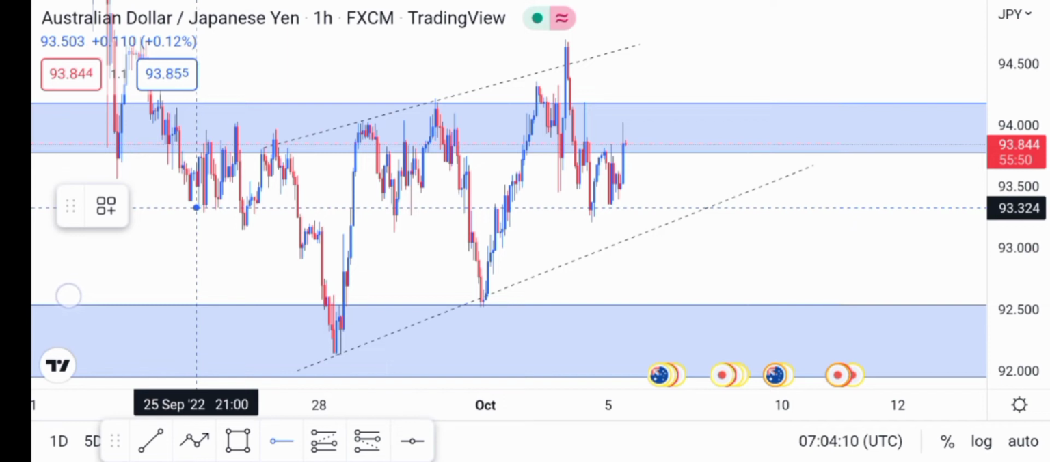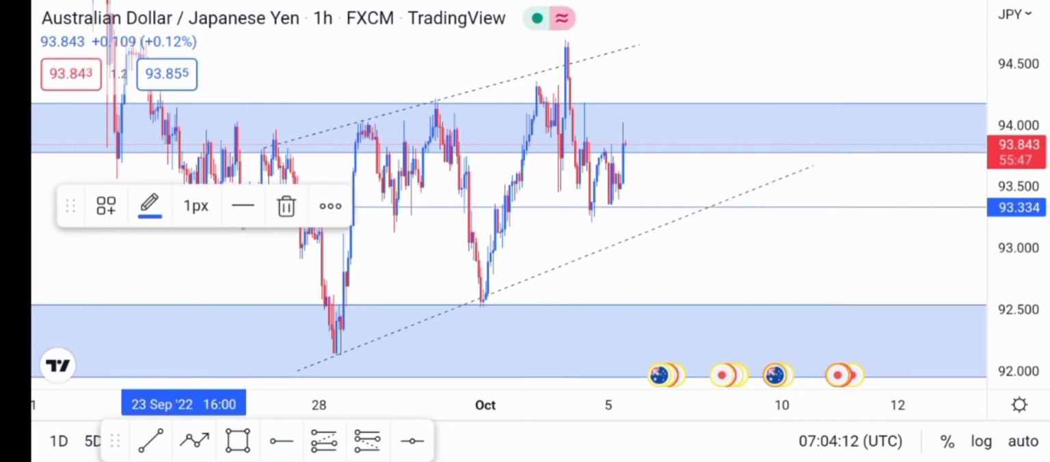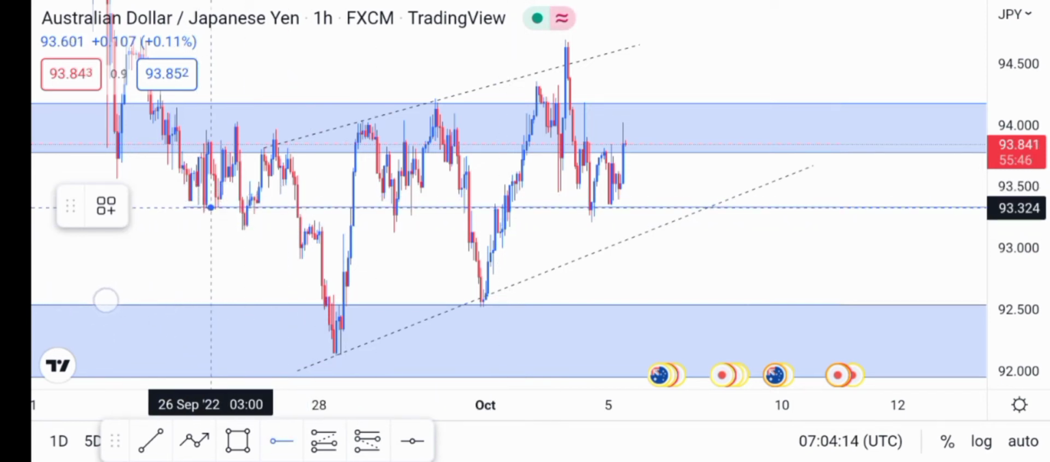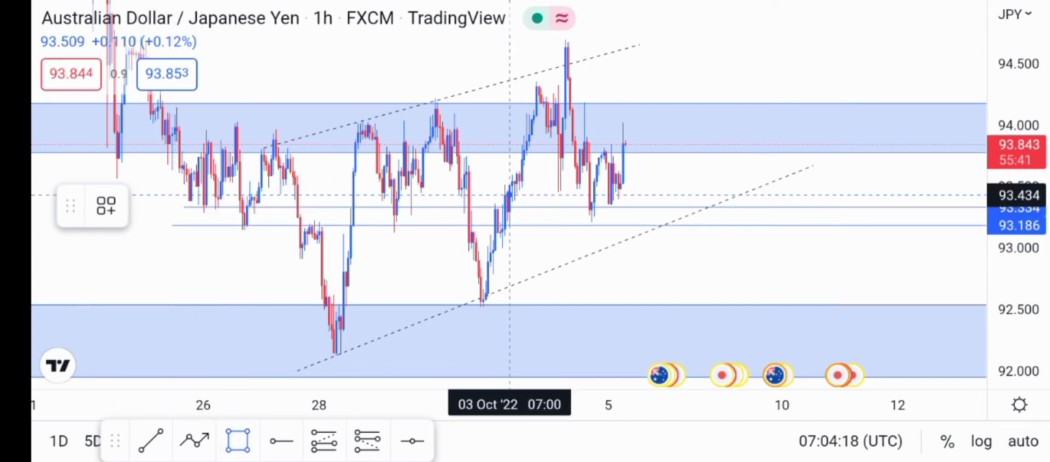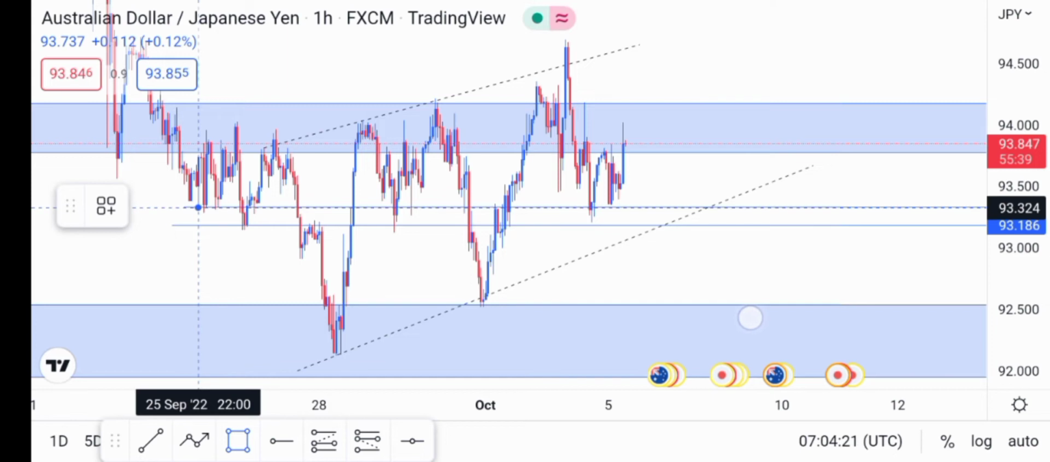If you look closely, this level right over here until right over here. So let me indicate it.